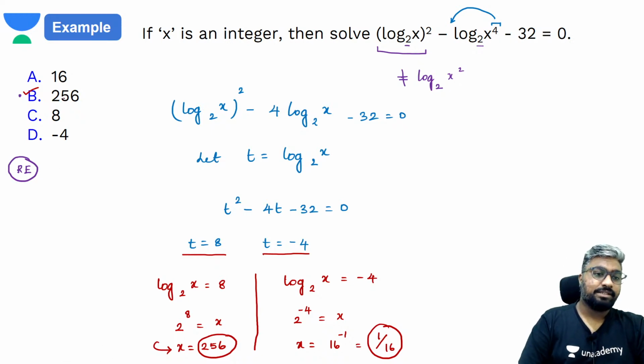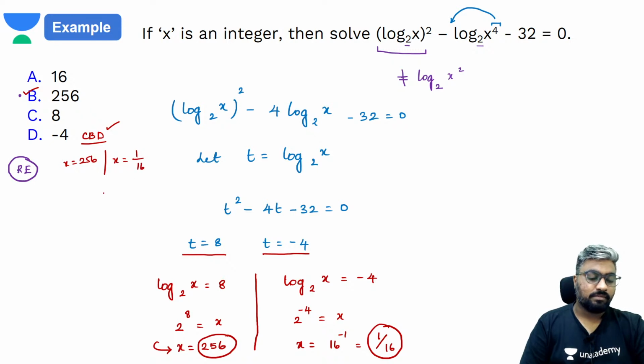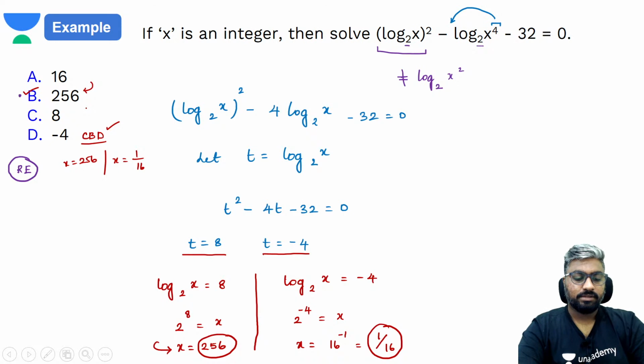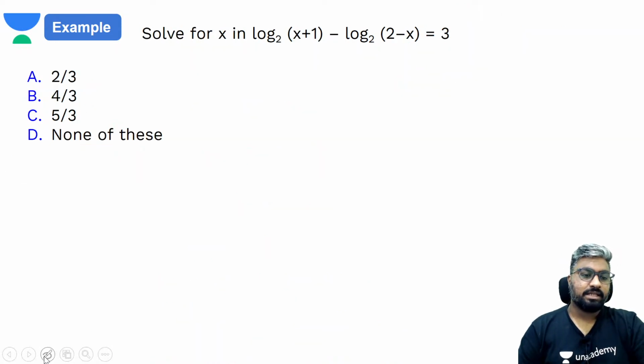One of them is in the answer choices, so we select it. If we had 'cannot be determined' as an option, then that would be the right answer. Why? Because x could be 256, and x could also be 1 by 16. Make sense? Because the only answer choice that exists in the list is 256, and we don't have 'cannot be determined', that's why we've selected B. Sorted? Super, beautiful, guys. Chalo, let's try the next question now.